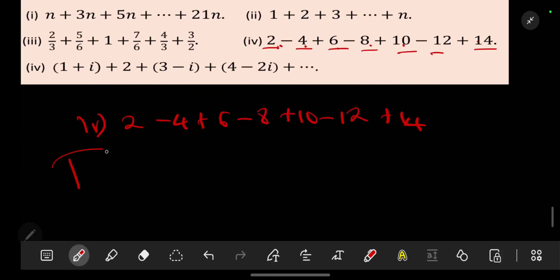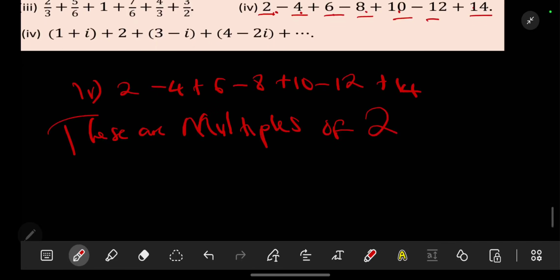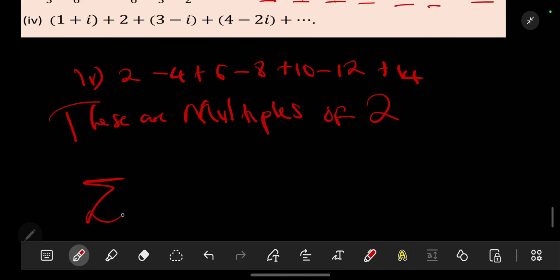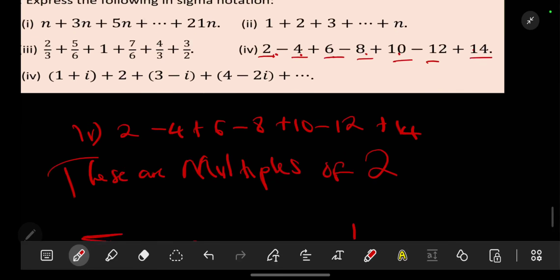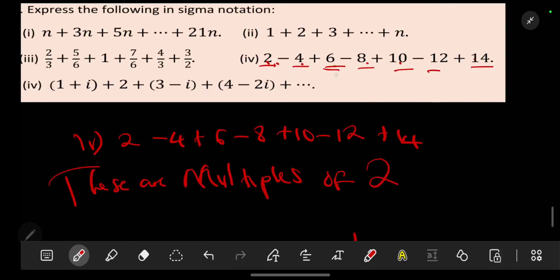So you can say that these are multiples of 2. So that means the sigma notation will be equal to 2i. If you multiply 2 times i, if i is equal to 1, it will give you 2. If i is equal to 2, it will give you 4. If i is equal to 3, it will give you 6.